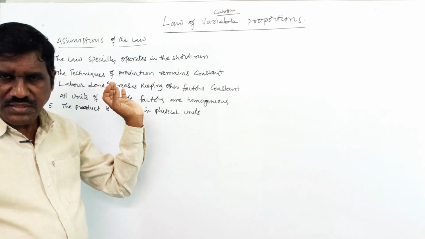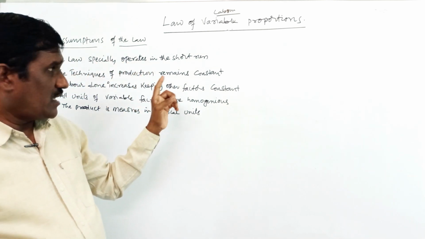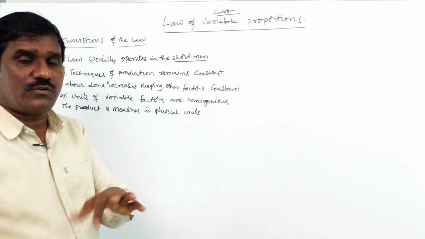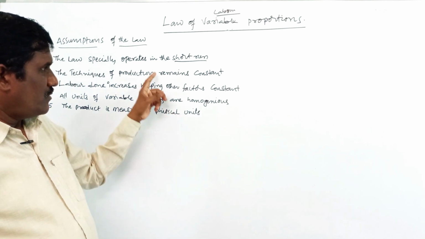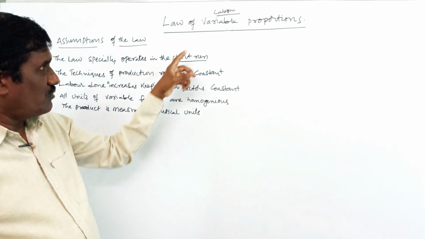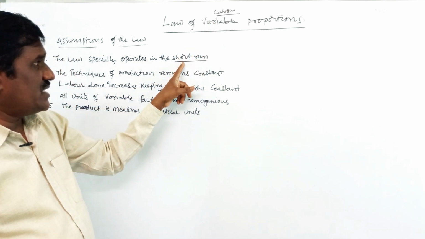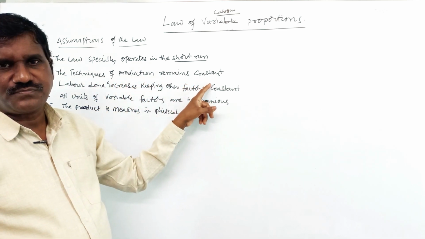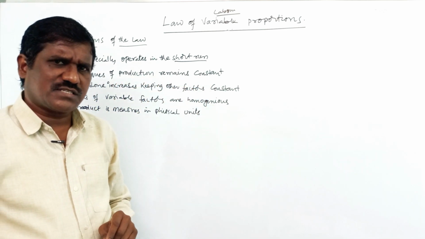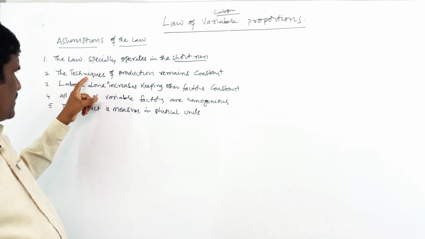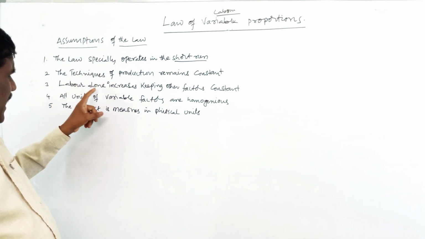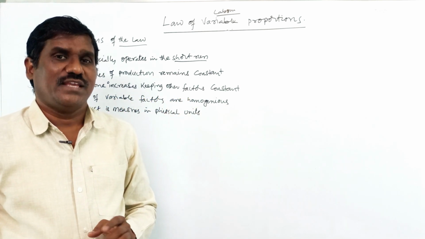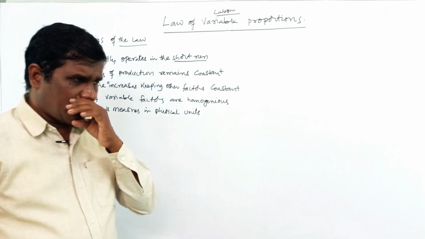Already we discussed the short run on the basis of time. In the short run, there are two types of factors of production: variable factors and fixed factors. So we change only the variable factors, so the time is the short run. Second, the technique of production remains constant. The technical levels of production remain constant, the technology. Then the labor alone increases, keeping the other factors constant. Only the labor alone increases, the other factors remain constant.